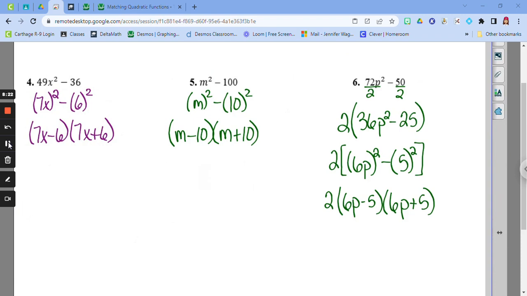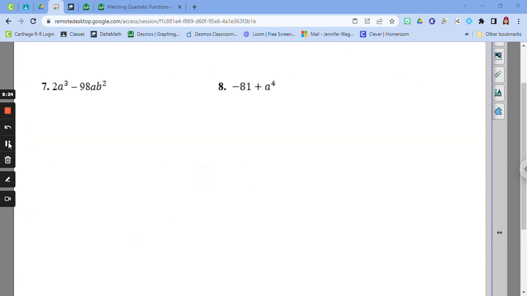All right. So see what you can come up with for 7. It also is not a difference of squares. But can we do a GCF and get it there? When he gets back.